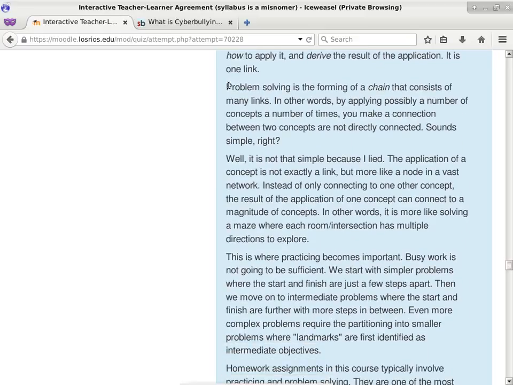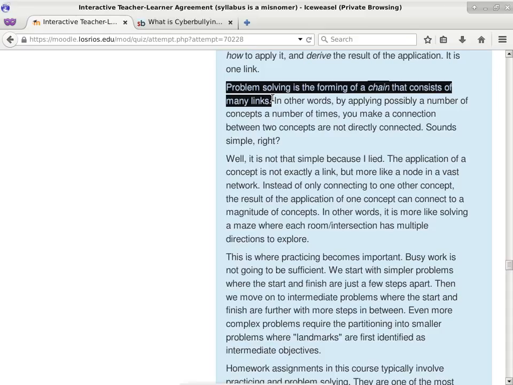And problem solving is the forming of a chain of links, and each link is basically a step that takes you from one thing to another. If you think about problem solving, it's basically just a long chain, and you're connecting all smaller steps together. In that way, it is almost like Legos. You have Lego pieces, and you want to make something out of these Lego pieces.